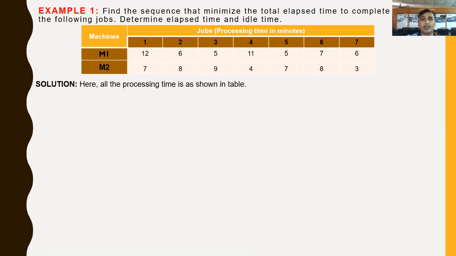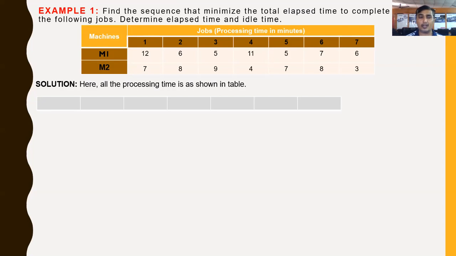Now, we find this solution. Here, all the processing times are shown in the table. First we have to find the sequence of the jobs. For that sequence, we have to use the Johnson algorithm. In N job 1 machine, we use the SPT rule, shortest processing time. In that process, we just use minimum processing time, also due date, and the last one is first come first serve. In this method, we have to use the Johnson algorithm.